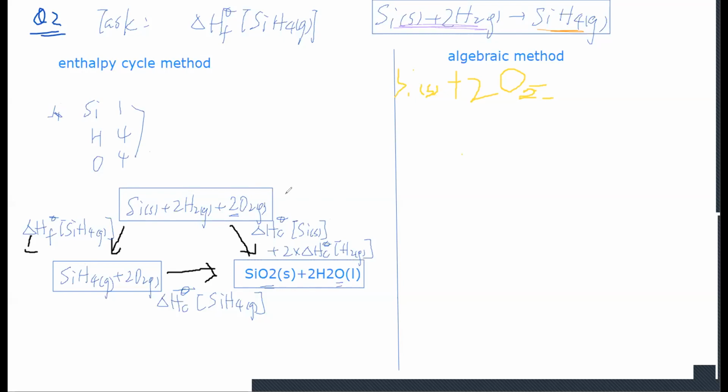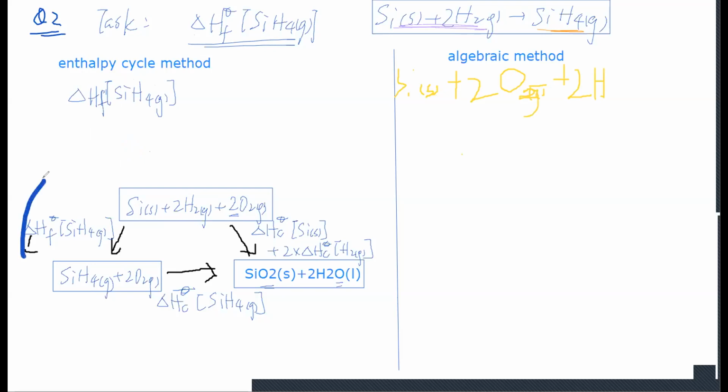Okay. So you may get this. So finally, what is the delta H? Here comes the calculation part. What is that? Delta H of formation. This is our task. Delta H of formation of SiH4 gas. What is that? Delta H of formation. This is route 1. You are going to find it, right?